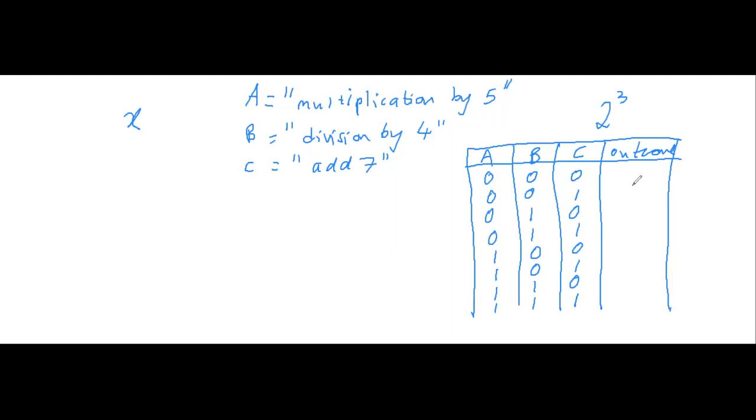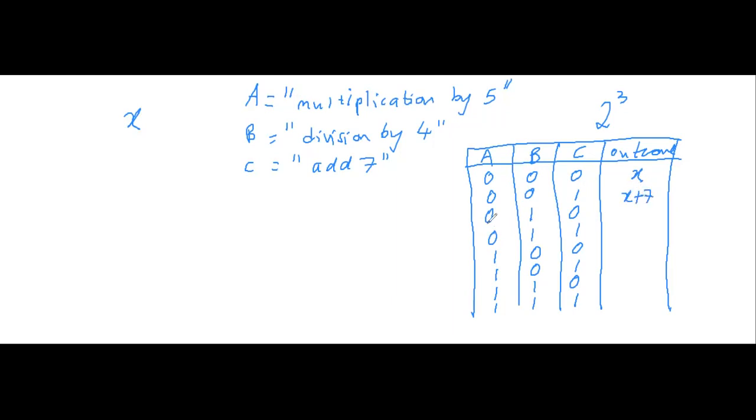So let's say we have a start value of X. You don't multiply by 5, you don't divide by 4, and you don't add 7. Your outcome will be X itself. So you're not doing anything on X. Now this combination is saying if A is 0, you did not multiply by 5, so X remains by itself. You don't divide by 4, so it remains X itself. And then you add 7. So your result will be X plus 7.